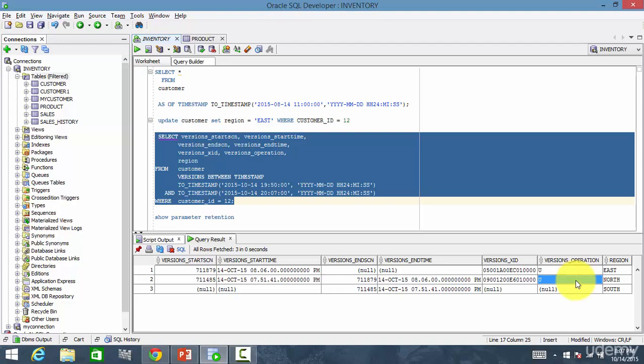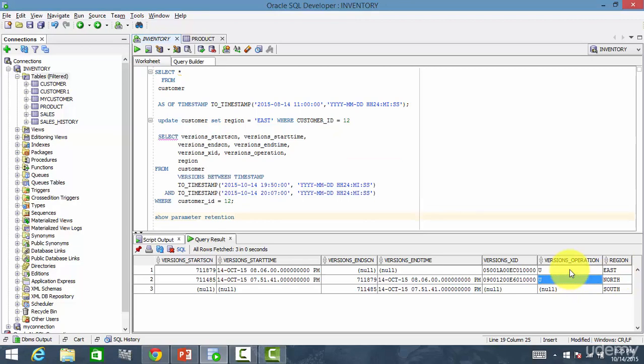You see, during this 15 minute interval, it is showing how the data was changed. It was south, and then at 7:51 it was changed to north, and again at 8:06 it was changed to east. So these were the changes which happened during the 15 minute interval. Whenever you are using your flashback version query, be careful and work with your database administrator to increase the undo retention parameter.